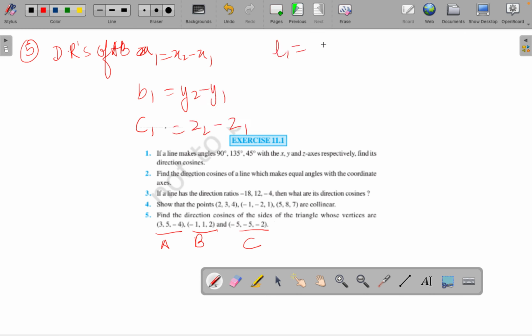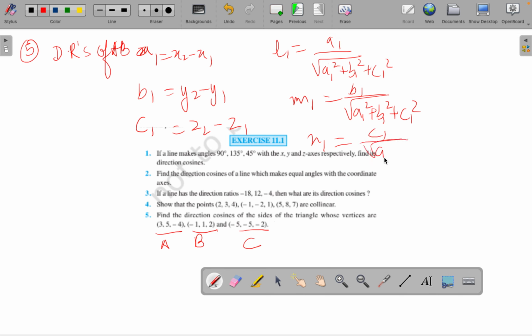And then you know L1 is a1 upon under root of a1 square plus b1 square plus c1 square. So m1 is also b1 upon under root of a1 square plus b1 square plus c1 square, and n1 is also c1 upon under root of a1 square plus b1 square plus c1 square. Similarly, you can find it for BC also. Same formula for BC, A2, B2, C2, and similarly for CA, A3, B3, C3. That is how you will get the direction ratios and the direction cosines for the given vertices.